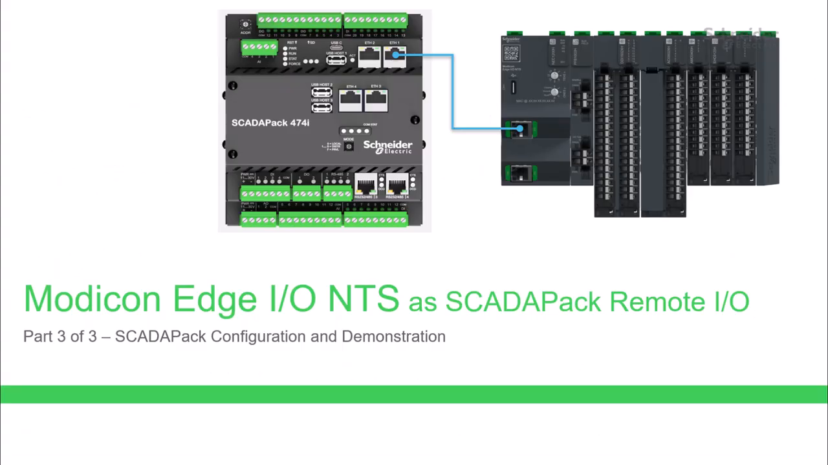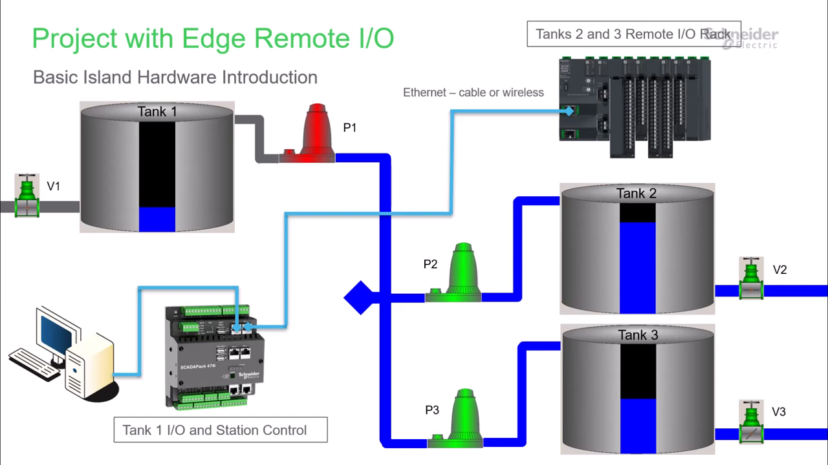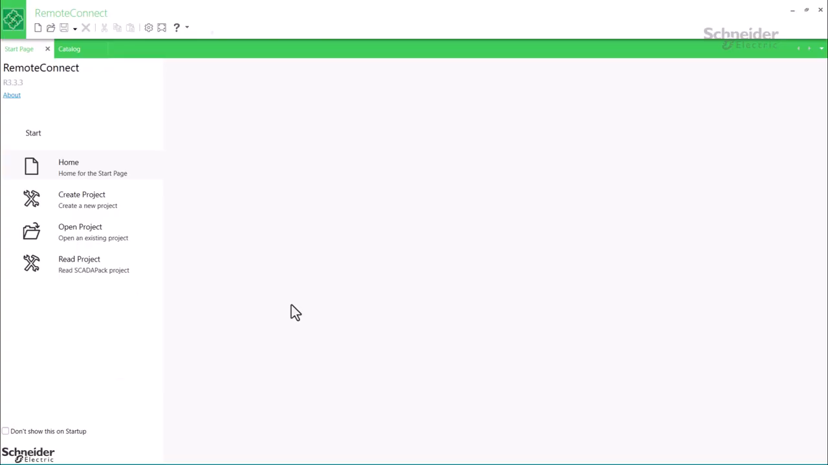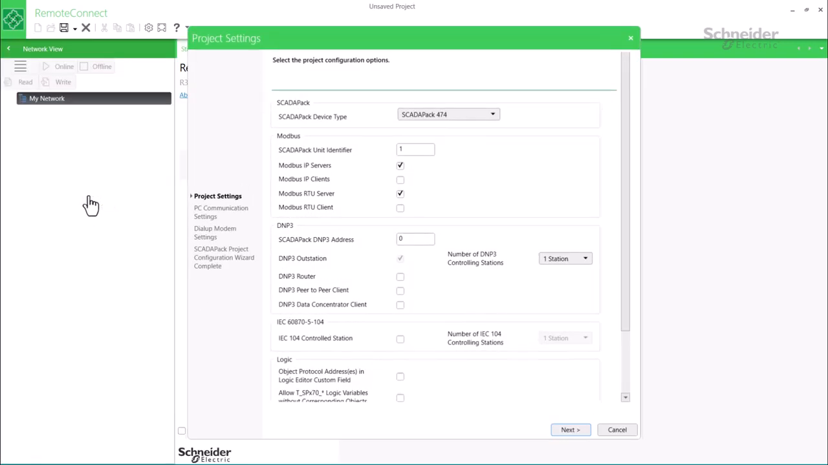And now let's configure the SCADAPack and then demonstrate communication with the Modicon Edge I/O NTS Distributed I/O Island. Here's a reminder of what this project aims to accomplish. We're going to configure the SCADAPack to communicate with the Edge I/O Island installed near the new tanks. I'll switch to the Remote Connect configuration software now and click the Create Project button.